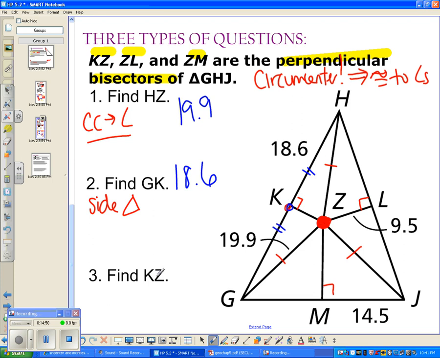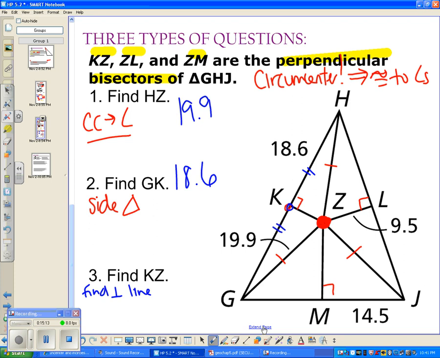The hardest type of question I can give you is find the side length of KZ. KZ is neither of those things. KZ is the perpendicular line. And I don't want you to get this confused with an angle with the incenter. This perpendicular line is not congruent to this perpendicular line, is not congruent to this perpendicular line, because this is not the incenter, it's a circumcenter.